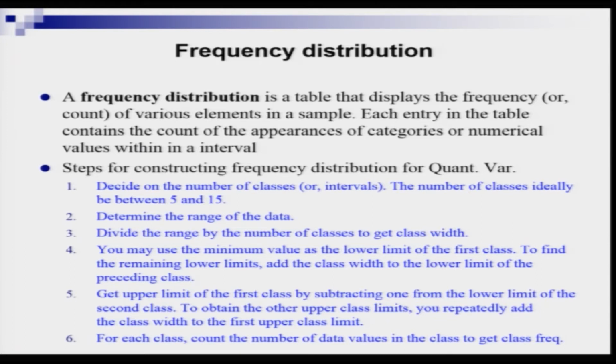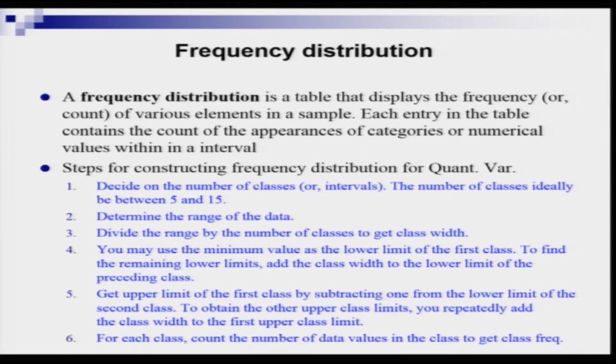While you are constructing a frequency distribution, there are two types of class limits that you have to fix, the lower class limit and the upper class limit. You can take the minimum value that you have observed while calculating the range of the data, and use that as the lower limit. Sometimes people also take other values, it does not matter. But once a particular lower limit has been fixed for the first class in the table, then to find the remaining lower class limits, you have to add the class width to the lower limit of the preceding class.